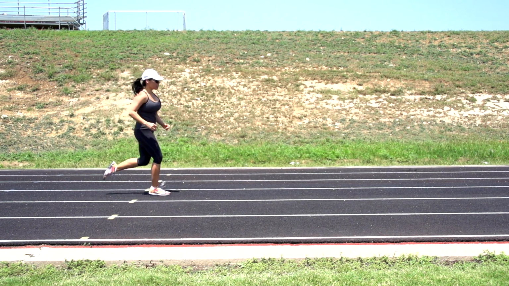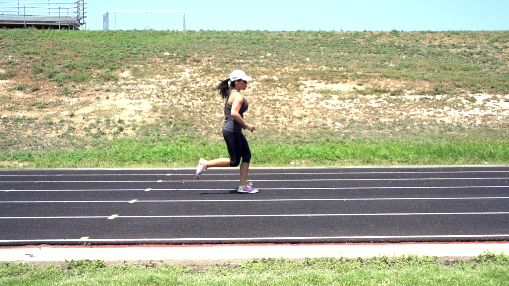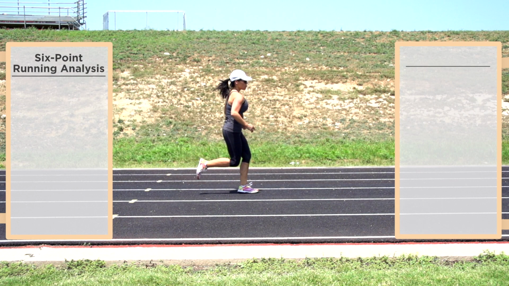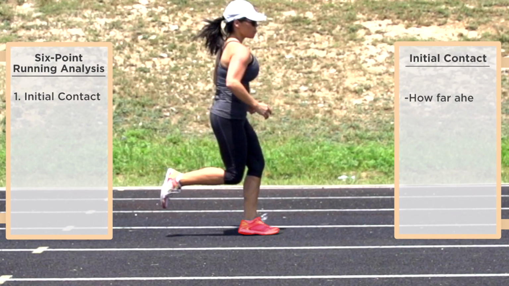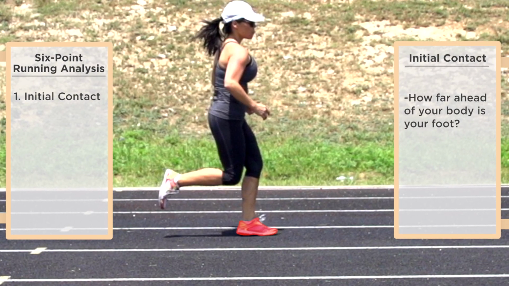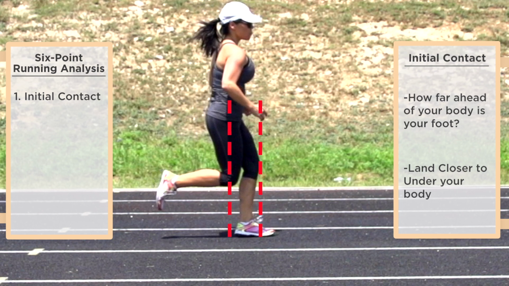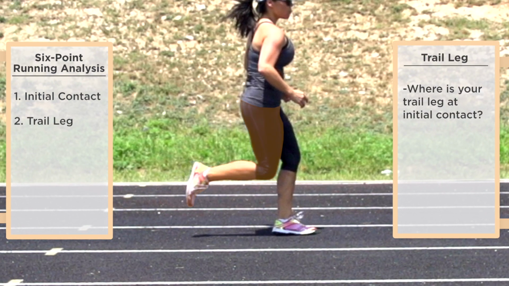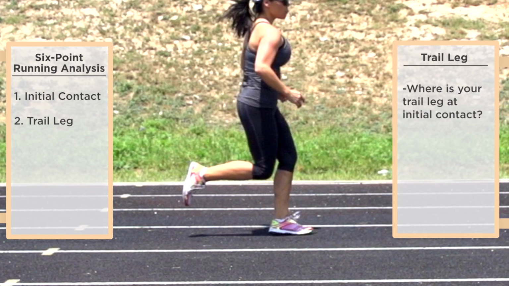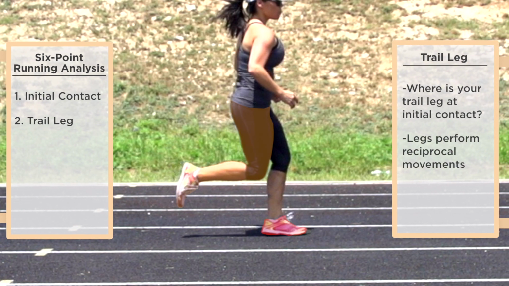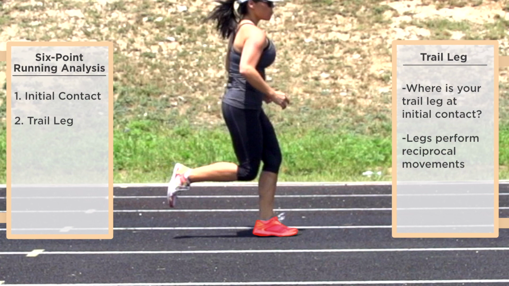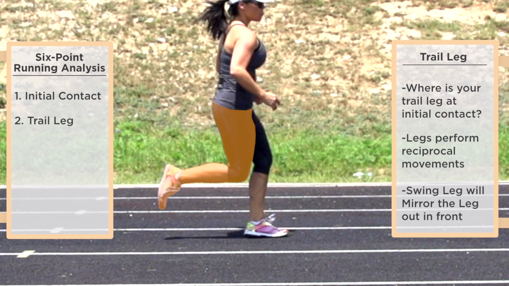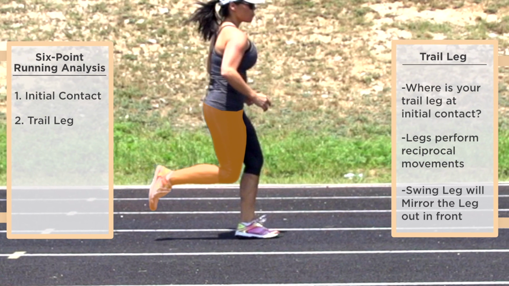Play the video and pause it right when your left foot hits the ground. The first marker to note is how far ahead of your body your foot is on initial contact. The closer to your body your foot is, the better. The second marker is to identify where your trail leg is in the same instance. Like I said earlier, your legs are reciprocating each other's movement, so if the swing leg and foot is out ahead, the trail leg will be farther behind to counterbalance the body.